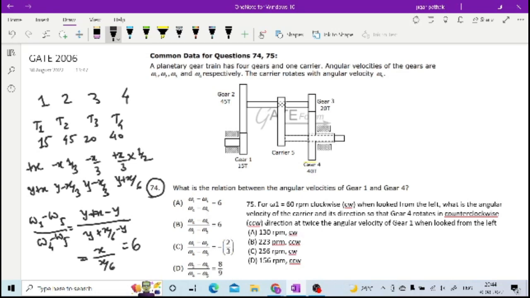Now I guess the second one you can try, everyone, right? Question number 75, because you are already having the speeds of 1, 2, 3 and 4 with you, right? Am I correct? Yes, sir. So please try the question number 75 and tell me. Just give me 2 minutes. Yes, please.